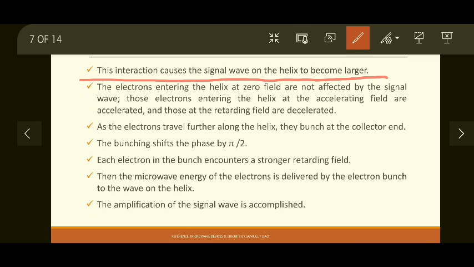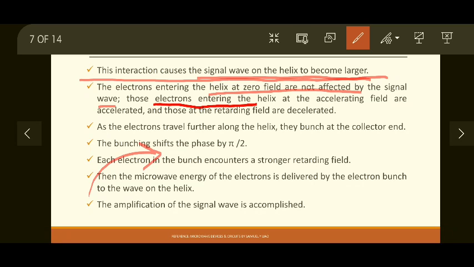Because the energy of electrons is transferred into the electric field generated by the microwave signal, the signal wave becomes larger. That means its amplitude becomes larger. The electrons entering the helix at zero field are not affected by the signal wave. So initially it is not affected.